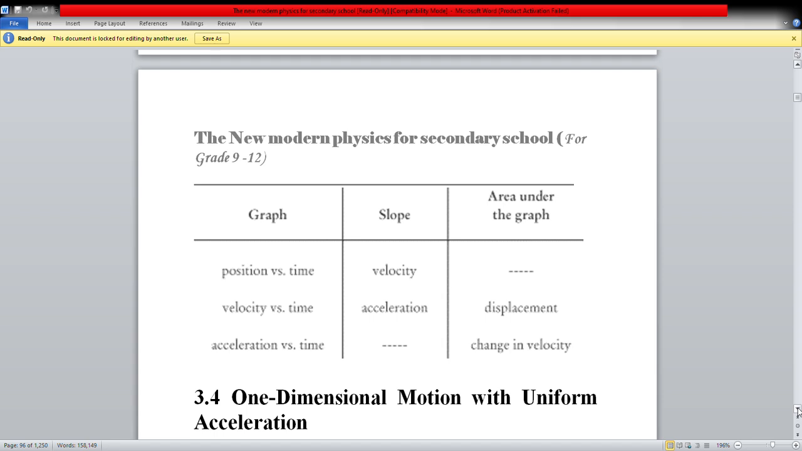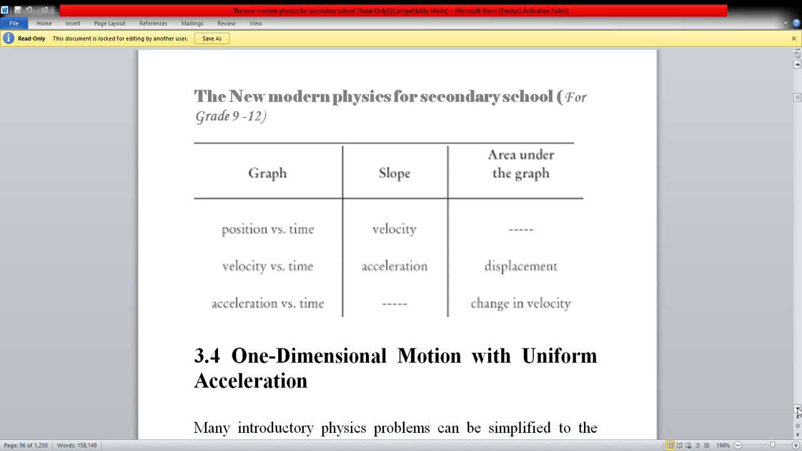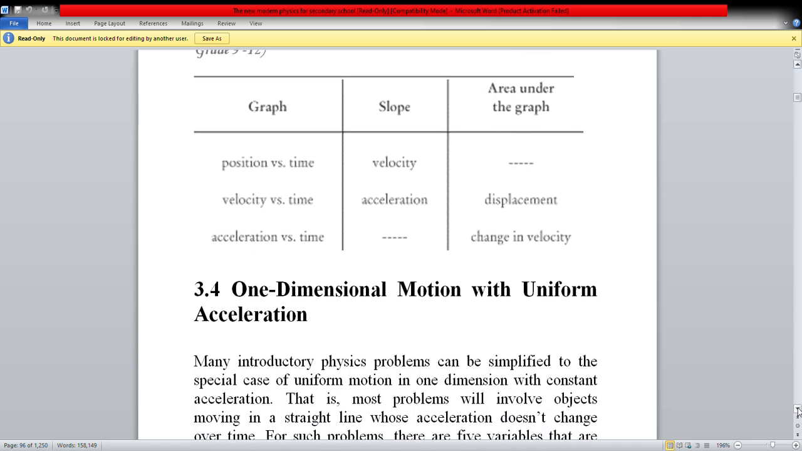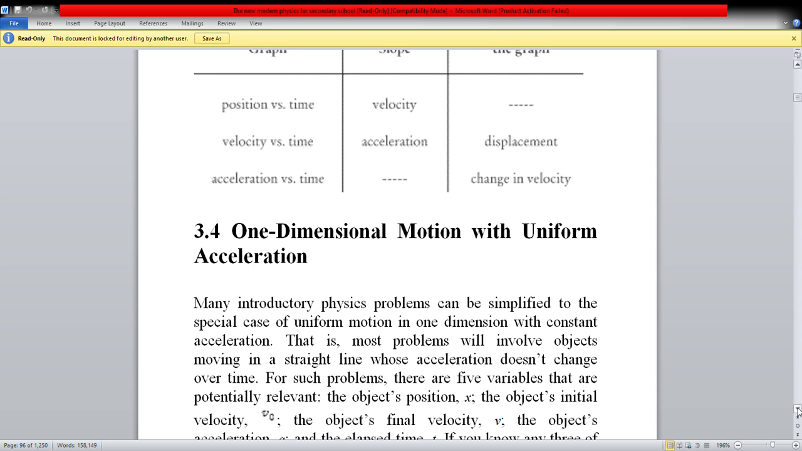Okay, have a look at these tables. Position versus time graph: the slope is velocity, the area under the graph is nothing. Velocity versus time graph: the slope is the acceleration, the area under the graph is displacement. Acceleration versus time graph: the slope is nothing, but the area under the graph is the change in velocity. We have to keep this in mind.